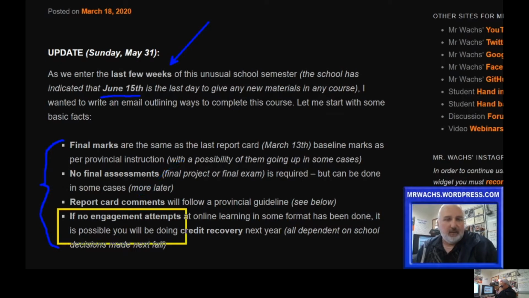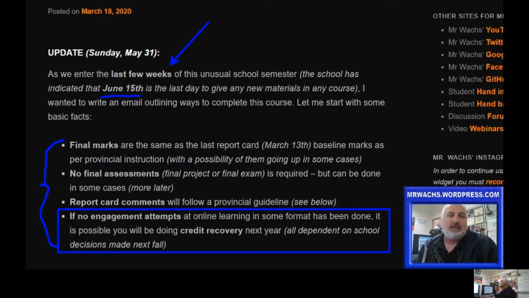And finally, if you have made no attempts at online learning since the school closed, you will be put into the final report card comment category. And what has been said to us as teachers is that there is a possibility that any student that has made no attempts at connecting online might have to do a credit recovery on that course next year.